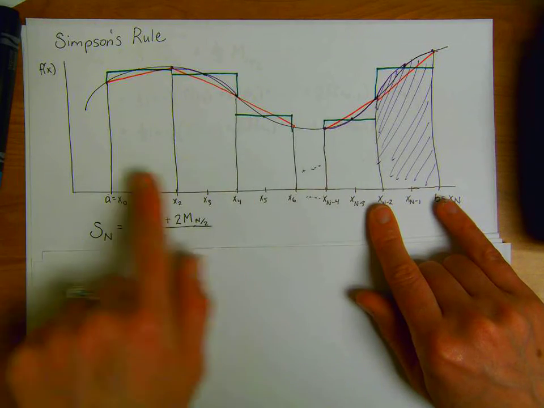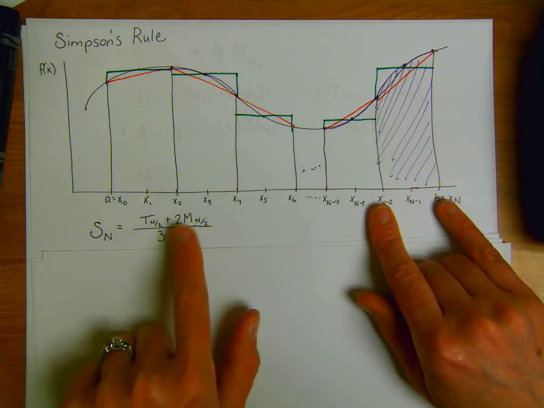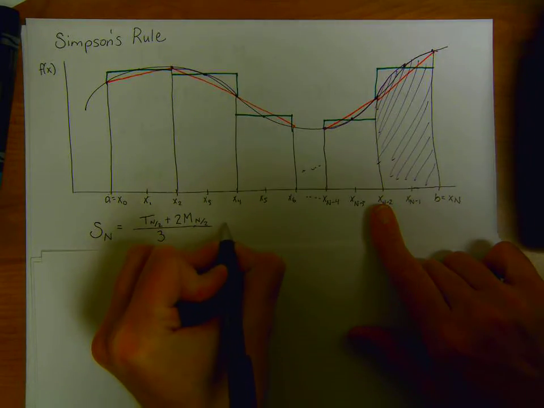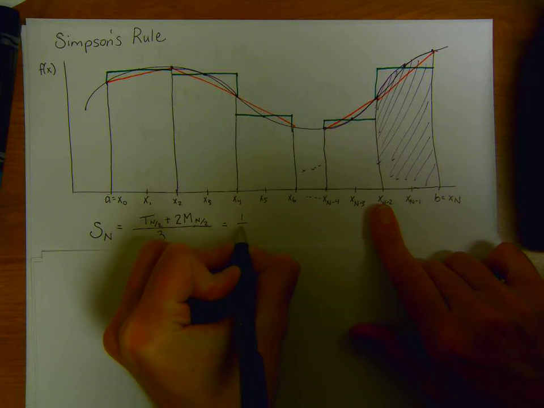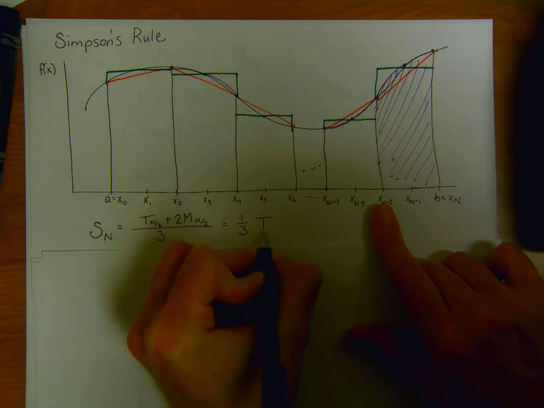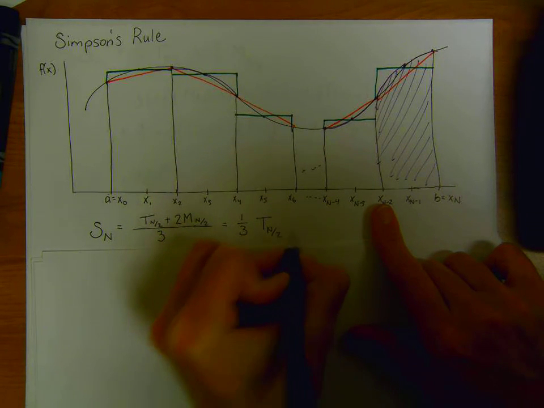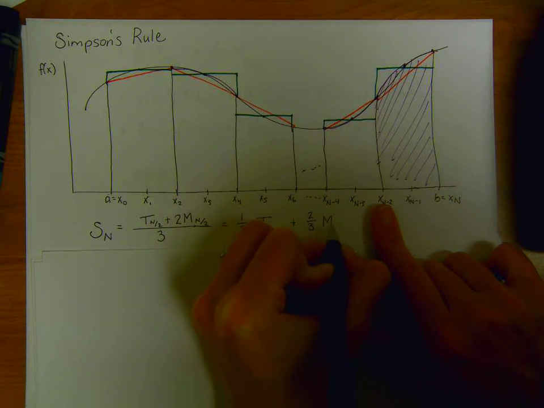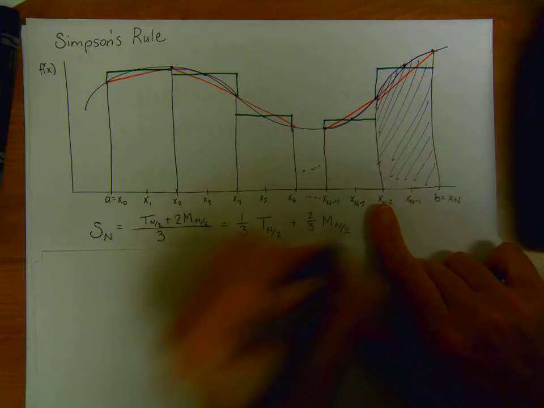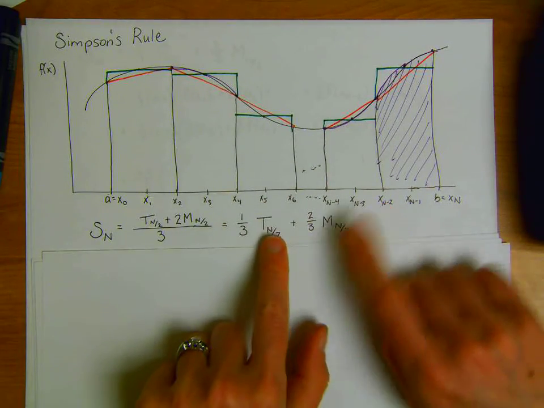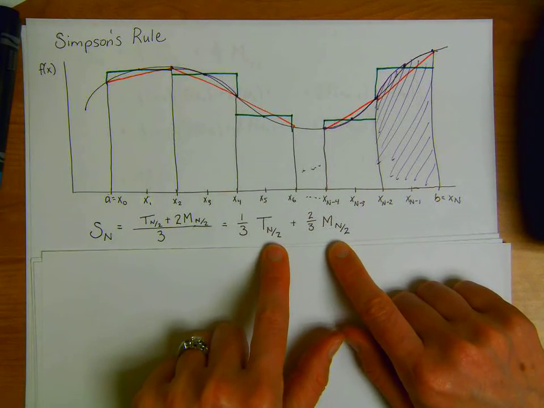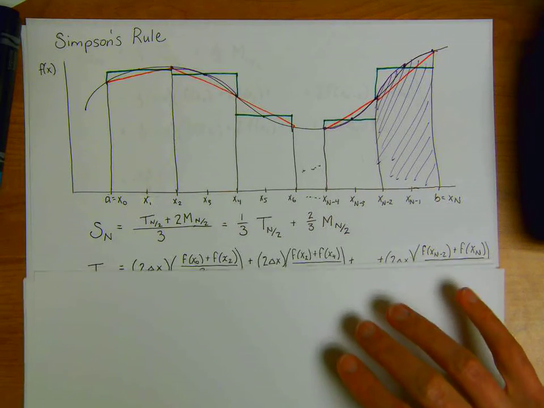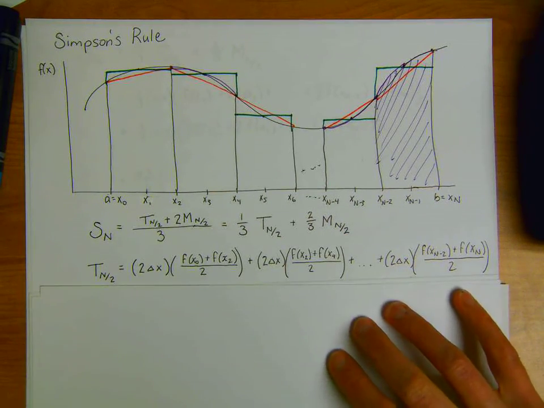It's the weighted average of the trapezoid rule and the midpoint rule, because the midpoint rule is twice as accurate. I can rewrite this as 1/3 T sub n divided by 2 plus 2/3 of M sub n divided by 2. And we have some fixed ways of talking about these trapezoids and these midpoints, and I'm going to walk through the computations step by step.